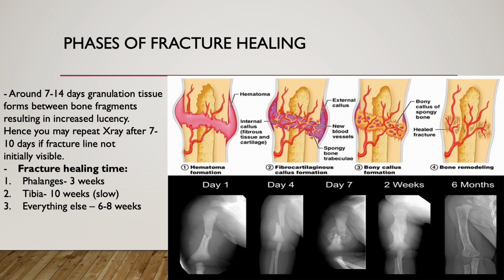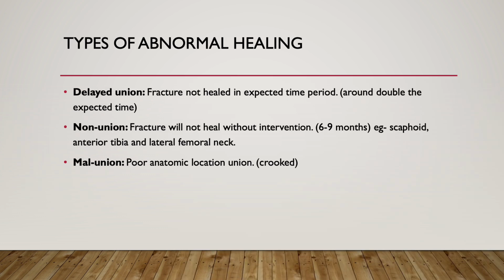So around 7 to 14 days, the granulation tissue forms between the bone fragments, resulting in increased lucency. Hence, many radiologists say that you have to repeat an X-ray after a week or so, as the fracture line that was not previously visible might become visible. So the fracture healing time of a few bones are written here. Phalanges generally heal very quickly, around 3 weeks. Tibia is a slow healing bone, so it takes around 10 weeks, while in general, on an average, we can generalize around 6 to 8 weeks for all the bones.